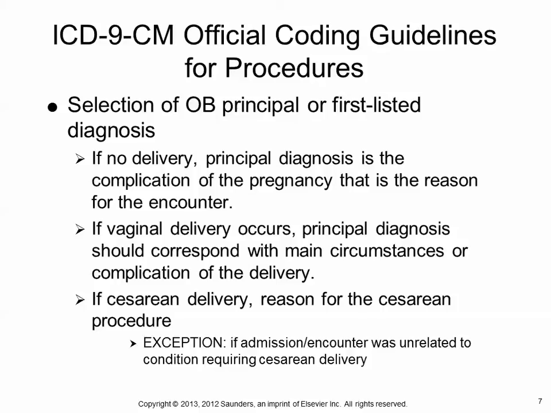Okay, so why did this patient actually come in? She came in for the obstructed labor. She came in expecting to have a vaginal delivery, but she needed to have a cesarean delivery, okay? When that happens, the reason for the cesarean delivery becomes your principal diagnosis. Because she was having obstructed labor, that is the complication that she's experiencing. That is going to be the principal diagnosis.